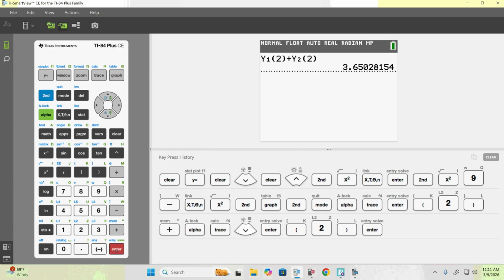So I took those two equations and evaluated both of them when x is 2, and added that together. So it actually found f plus g of 2. So 3.65.